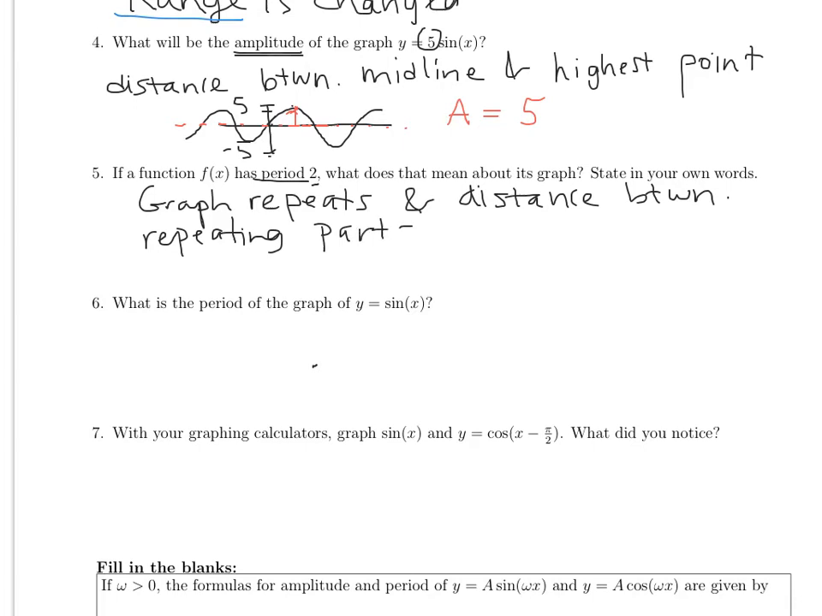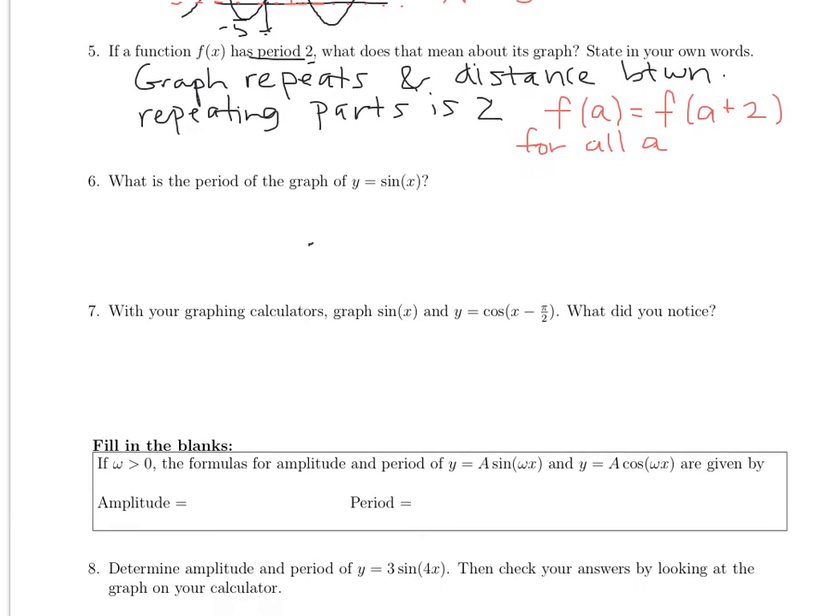So what we mean by repeats is that the same height then happens again. So if I have a function at some point a, however high that function gets as my input is a, it's going to be the same height it gets if I go 2 forward. So that's going to be true for all a in the domain if a function is periodic with period 2.